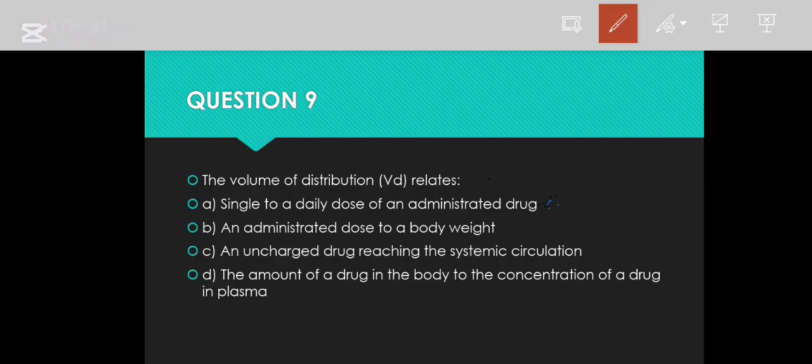Then B, an administered dose to the body weight. This has nothing really to do with the volume of distribution, but let's get to see it. Unchanged drug reaching the systemic circulation. This one is BA, bioavailability. The amount of a drug in the body to the concentration of a drug in the plasma. As simple as that. You understand?